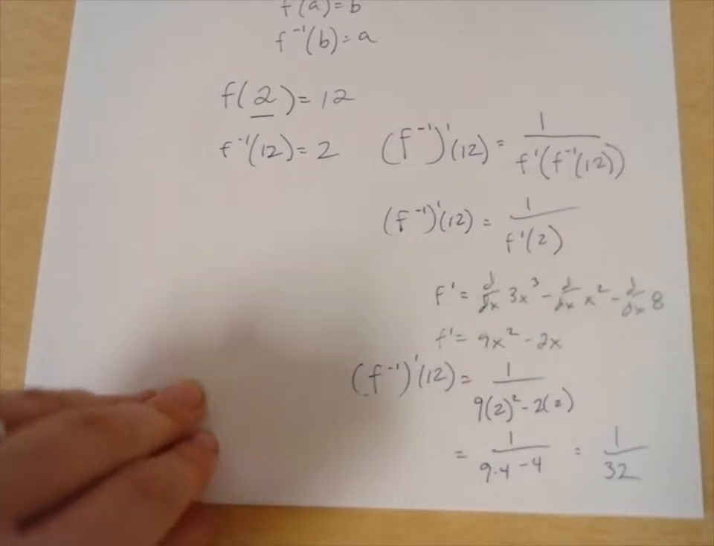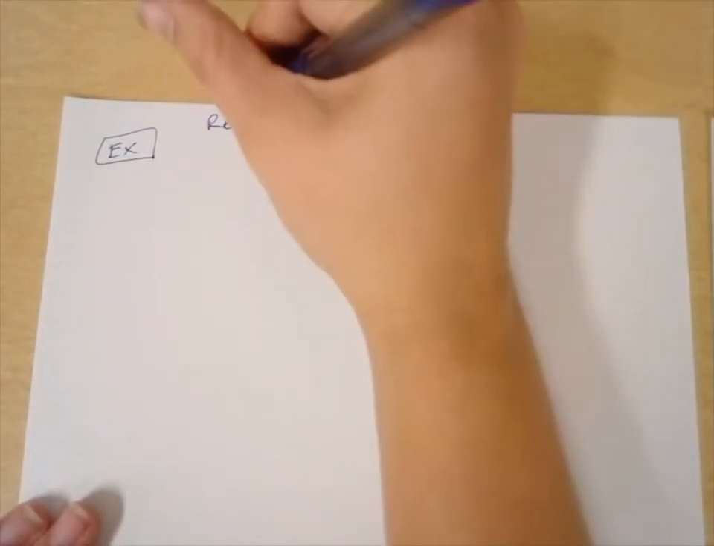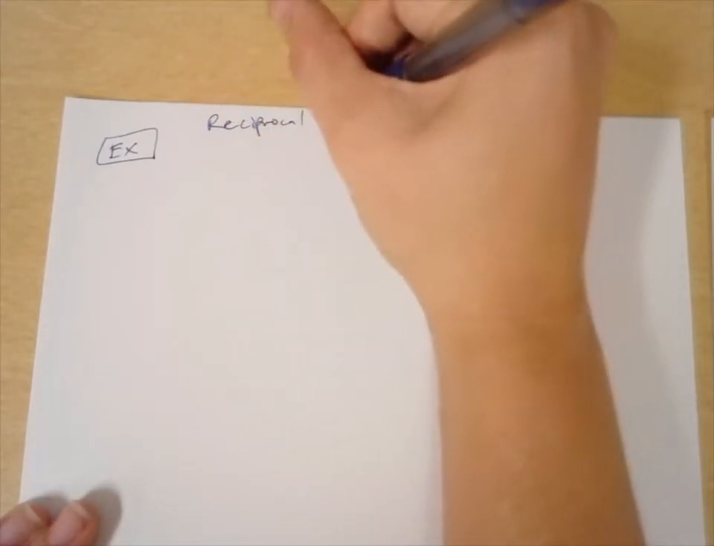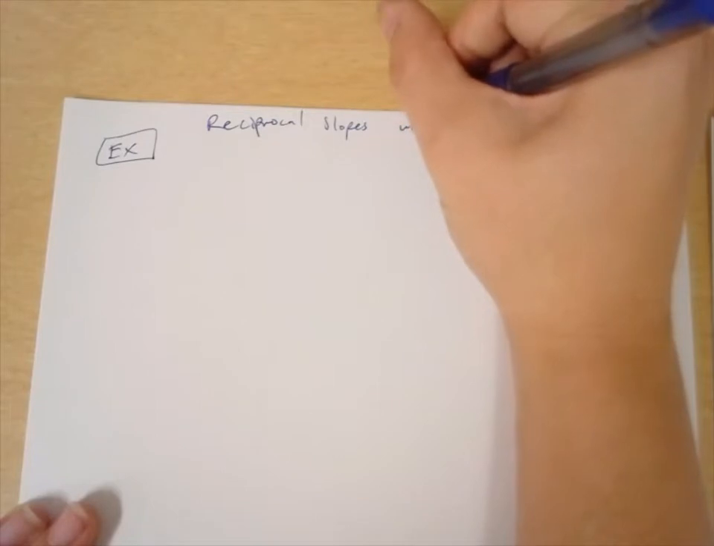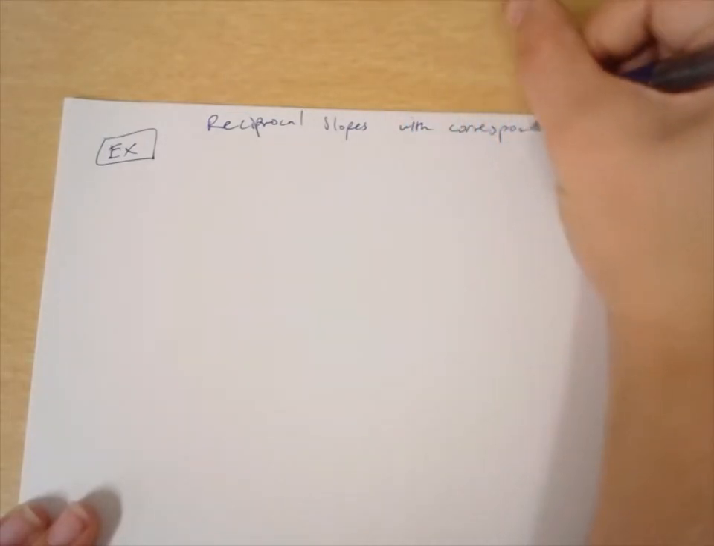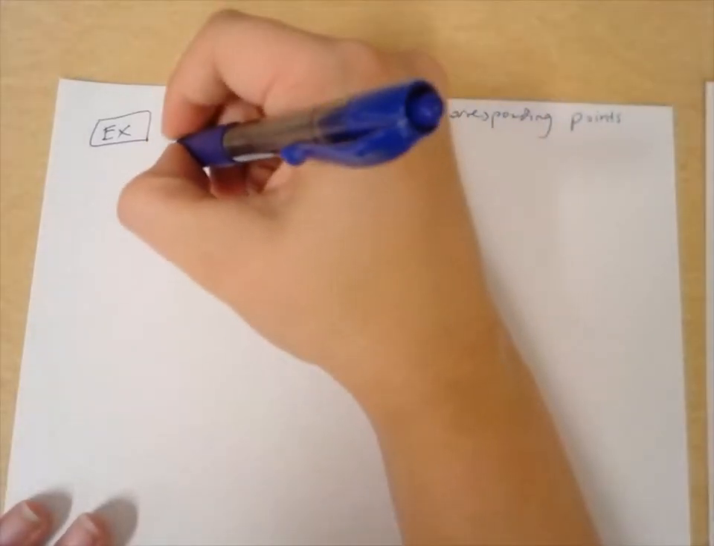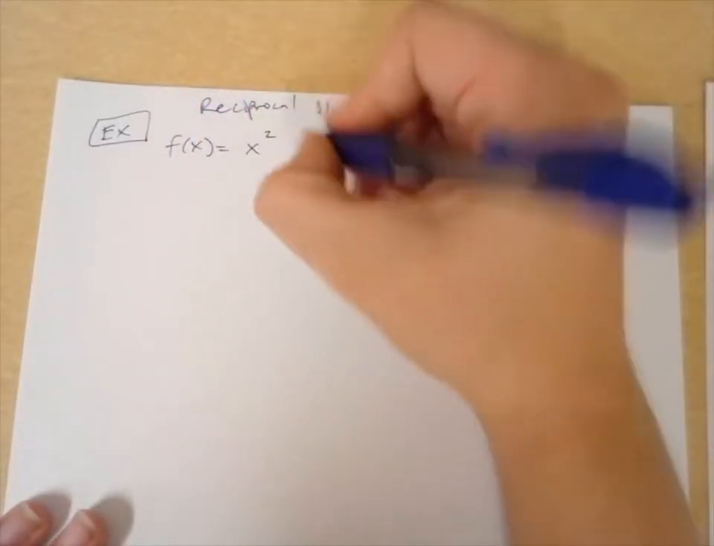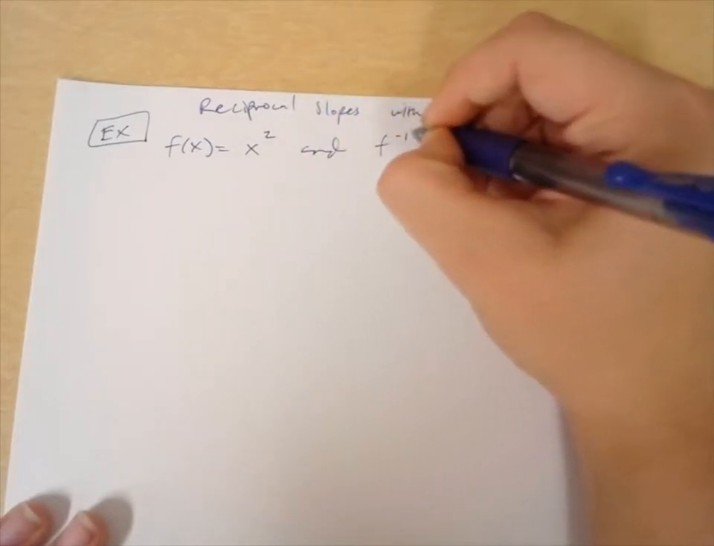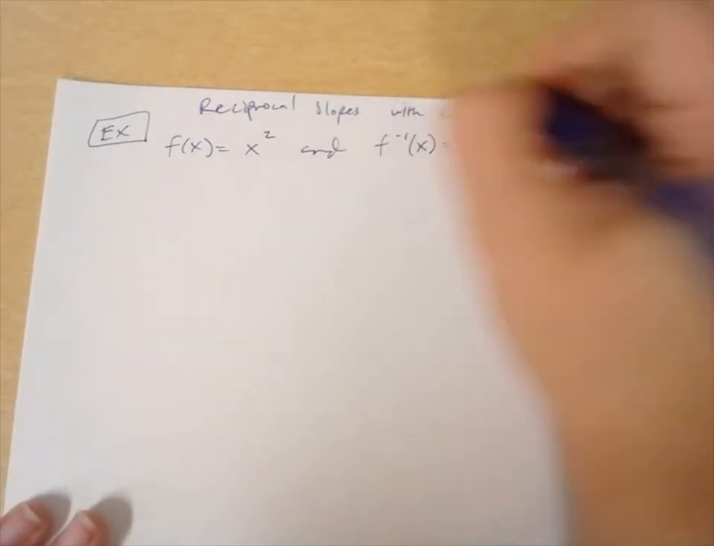Let's talk really quickly about the ideas of reciprocal slopes at corresponding points. All right, so let's talk about that idea. Let's put our topic at the top: reciprocal slopes with corresponding points. So what we can do here is look at when f of x equals x squared, and when f to the negative 1 of x equals square root of x.